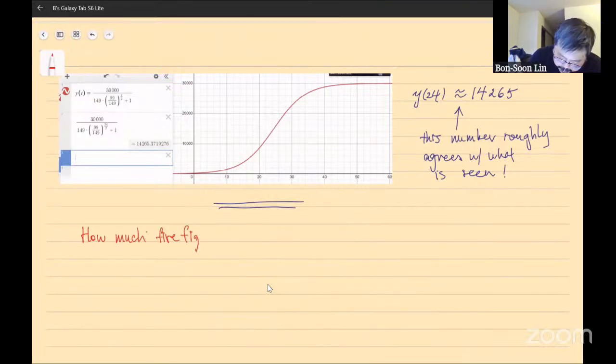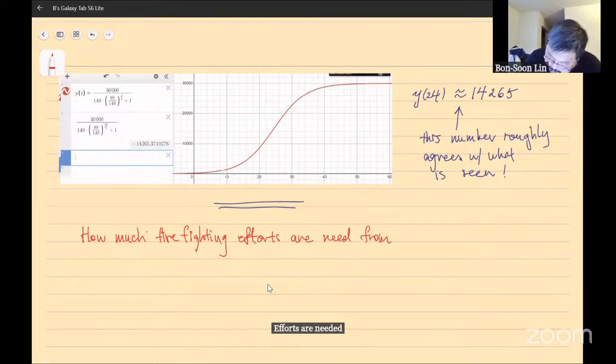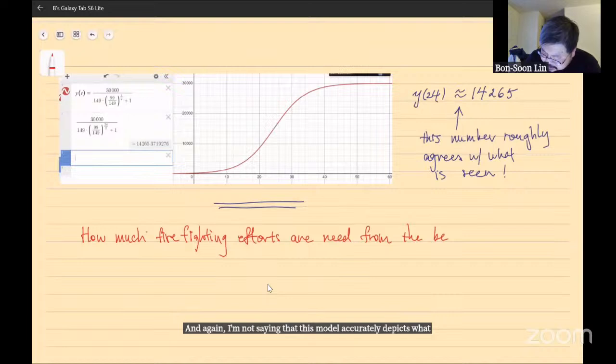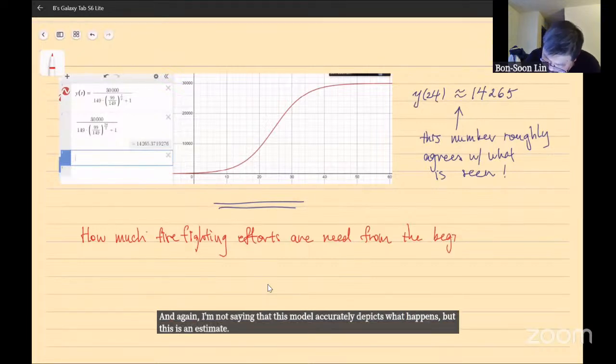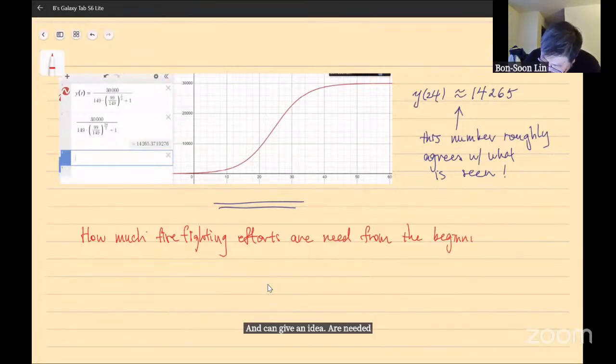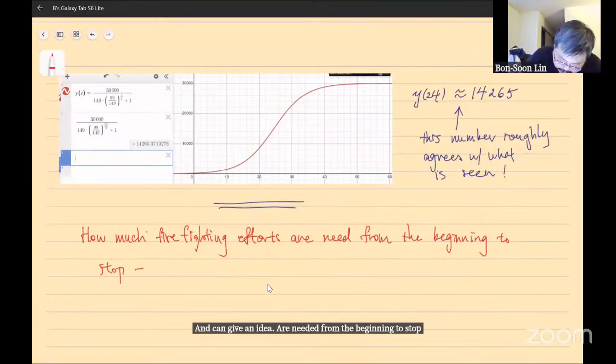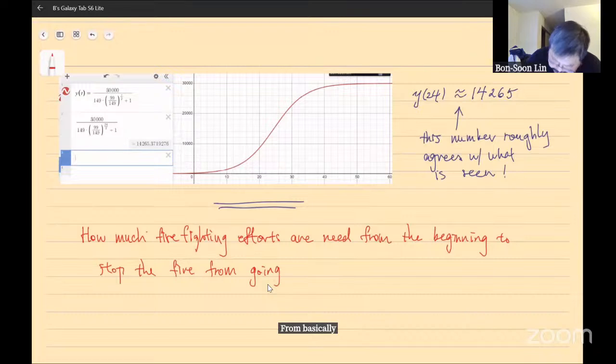How much firefighting efforts are needed from the beginning? And again, I'm not saying that this model accurately depicts what happens, but this is an estimate and can give an idea. How much is needed from the beginning to stop the fire from basically going out of control. That's what's happening right now.